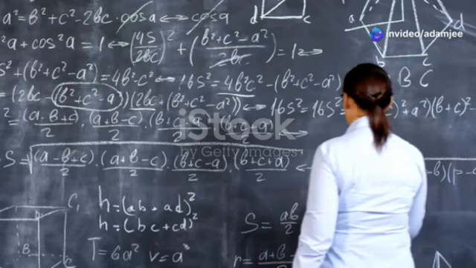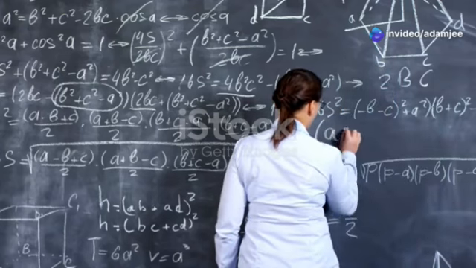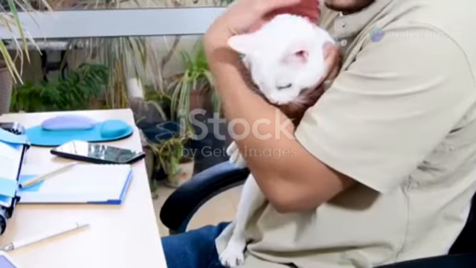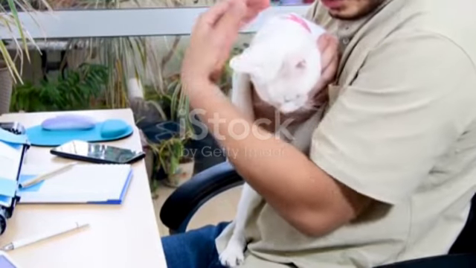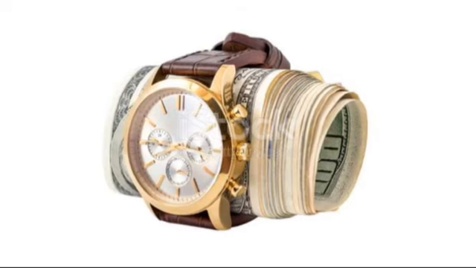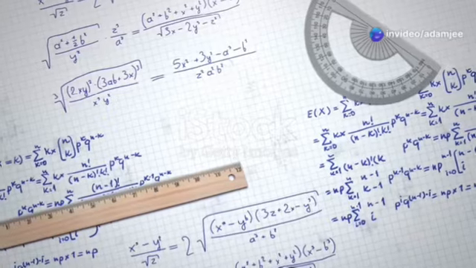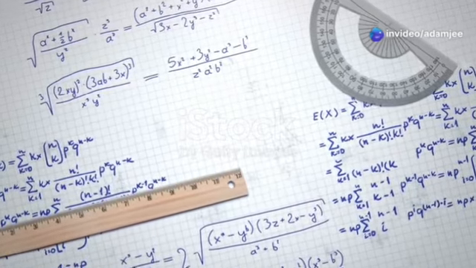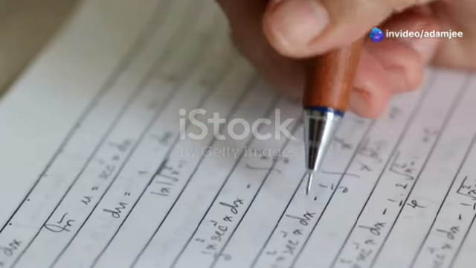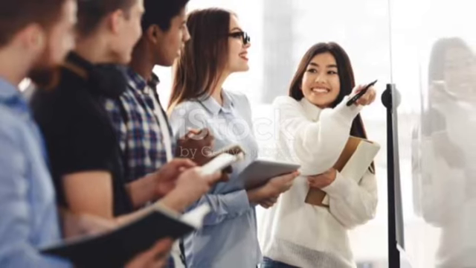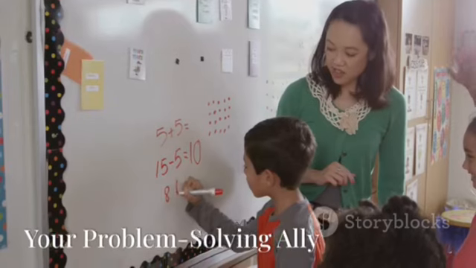Finding k is easy. Just rearrange the formula to k equals y over x. Let's say you know that 5 hours of work earns you $25. Here, y, money earned, is 25 and x, hours worked, is 5. So, k equals 25 over 5, which is 5. This formula is a powerful tool. It helps us make predictions and solve problems quickly.